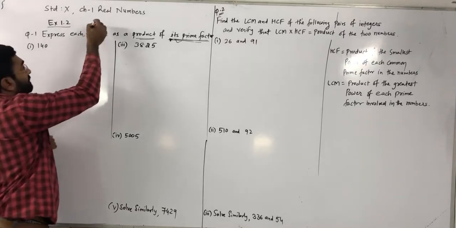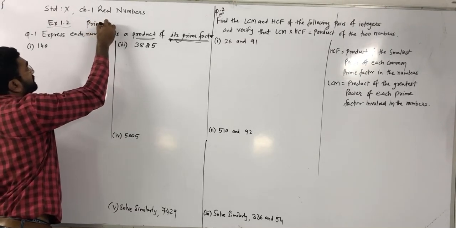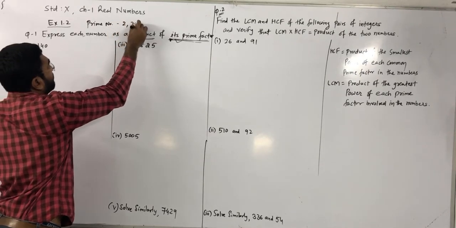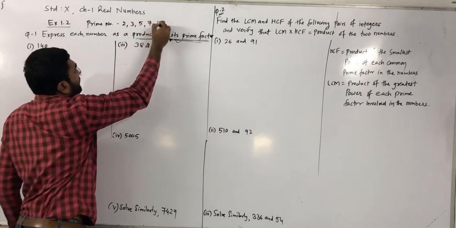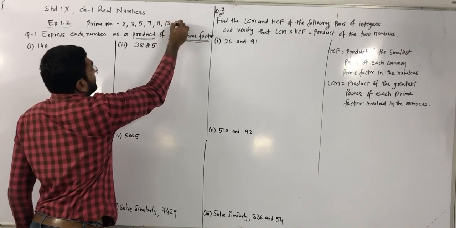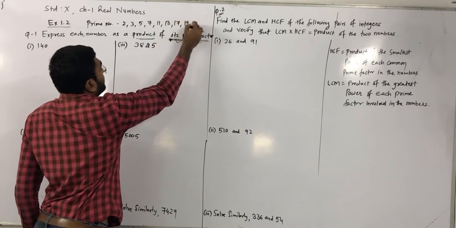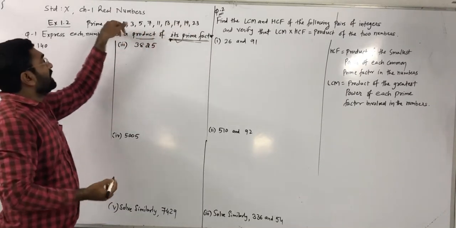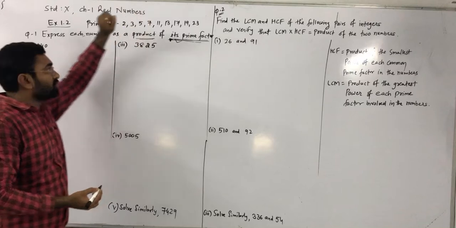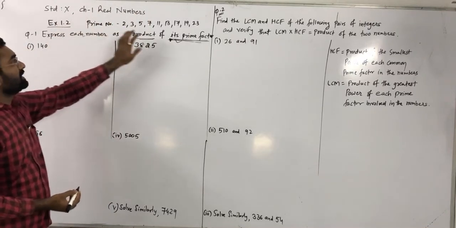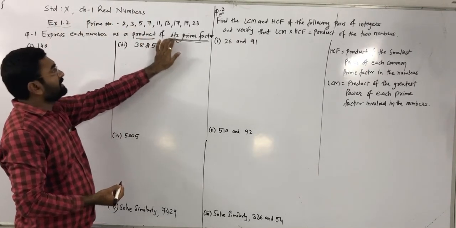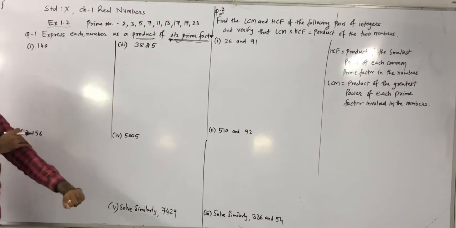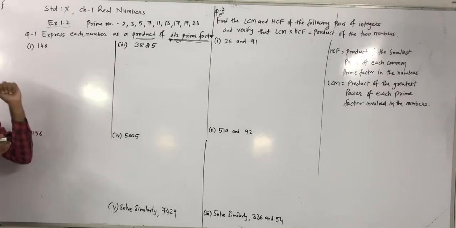So here I write the prime numbers, which are 2, 3, 5, 7, 11, 13, 17, 19, 23, right? Between 1 to 25, these are all the prime numbers. So as per the question, we have to represent each number as a product of its prime factors. Using that multiplication of prime factors, we get that number. That way we have to represent each and every number.